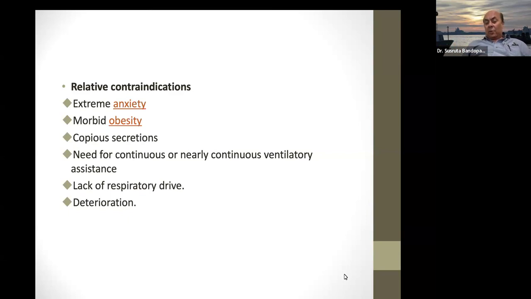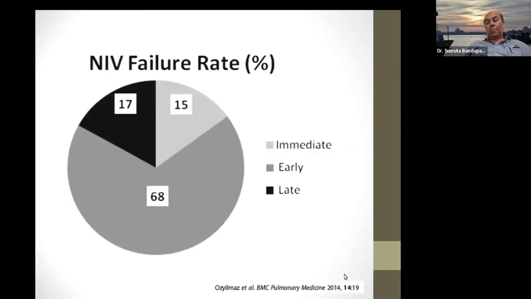Next is lack of respiratory drive. If the patient is not taking enough breaths, as I've already discussed, and deterioration. Then you put the patient on NIV, and after some time you see the patient's condition actually worsening. The carbon dioxide is going up, the patient is becoming more dyspneic. In that case, don't wait, don't hesitate, put the patient on a tube and ventilation.